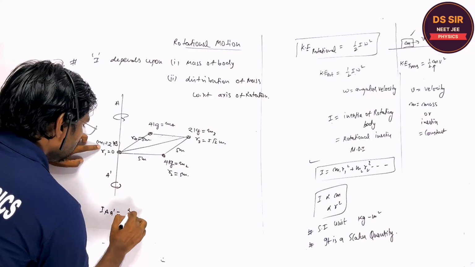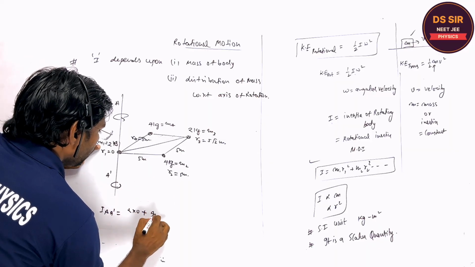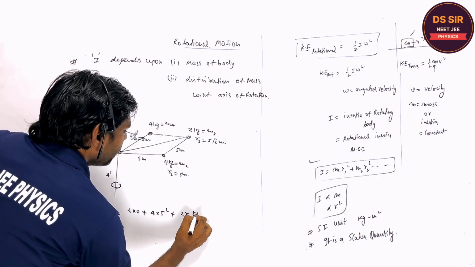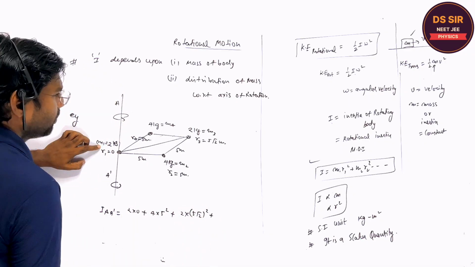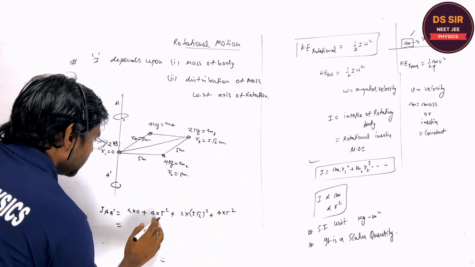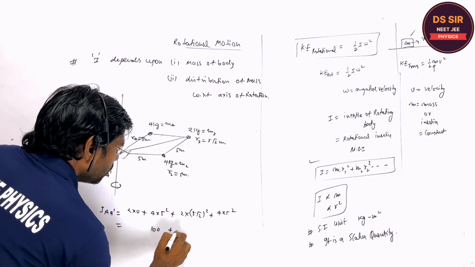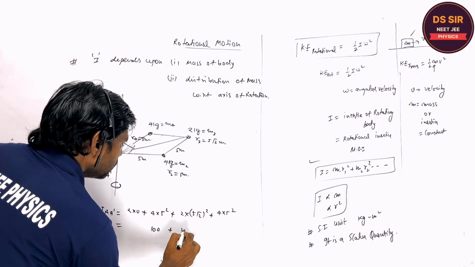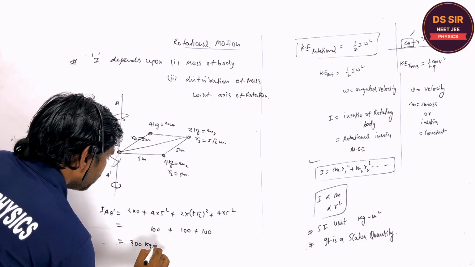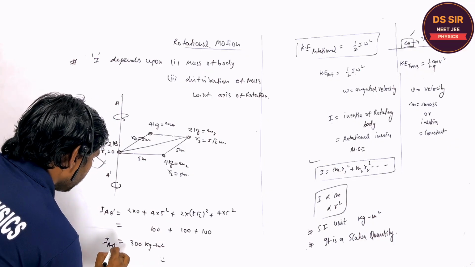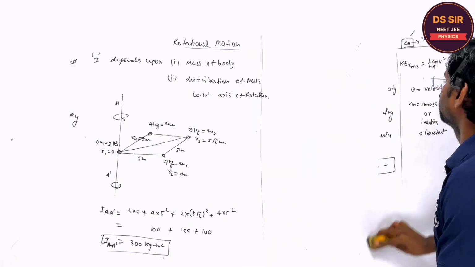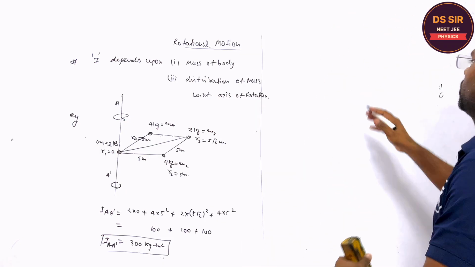So I can write 2 into 0 plus 4 into 5 square plus 2 into 5 root 2 whole square plus this is 4 into 5 square. 5 fives are 25, twice 25 is 50, twice 50 is 100, plus 100. This is 300 kilogram meter square, the moment of inertia of this system of particles, right? Copy this. For example, one more question of this type.